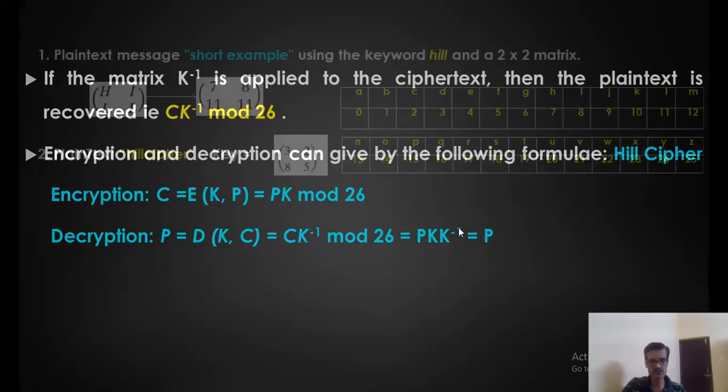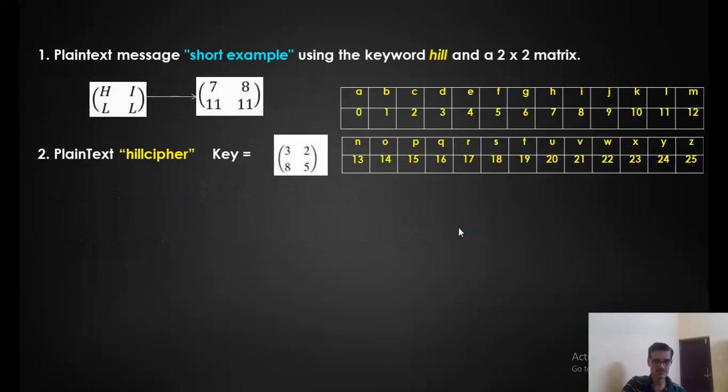Now, for understanding purposes, I will take one more example. I have taken one example over here which I have not solved. It is a plain text message, a short example using the keyword Hill. I have not given the matrix, but some keywords are used, similar to Playfair.